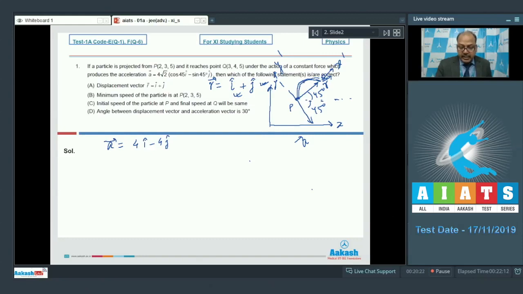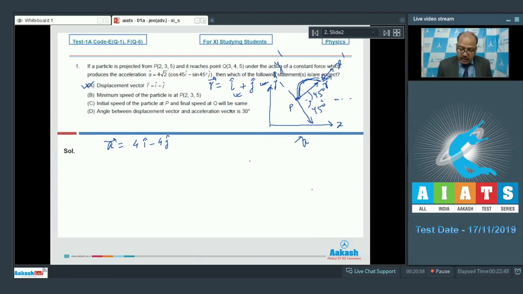At the highest point, the Y dash component is 0. So it clearly means that as the particle is going like this, its speed is decreasing, and at the highest point it is minimum. Highest point means at the maximum distance from the X dash axis, and then the speed starts increasing, which means option B is incorrect. Now option A was correct, so let's tick it. Option B is incorrect.